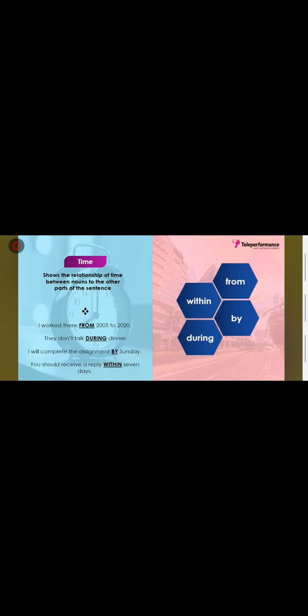And I will complete the assignment by Sunday. That's the deadline, Sunday. So you say by Sunday. You can say another day, maybe by Tuesday. Right? And lastly, you should receive a reply within 7 days. So it's running from day 1 to day 7, within 7 days. So it tells you of the time, very particular: from, during, by, and within.